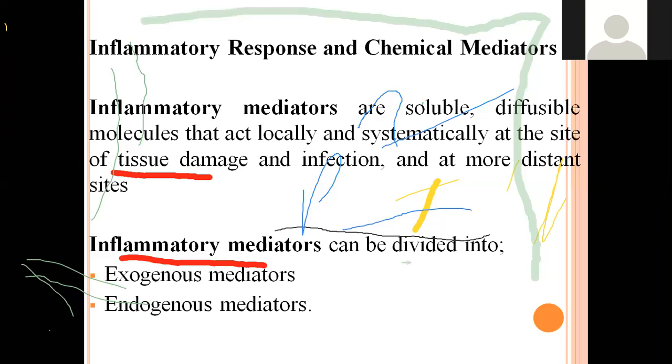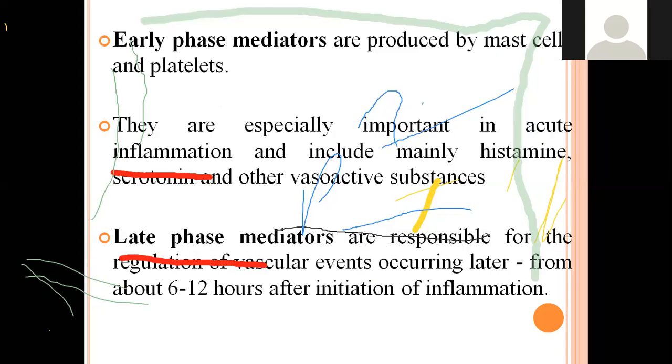Inflammatory mediators can be divided into exogenous mediators and endogenous mediators. And looking at it, we want to quickly look at early phase mediators, the ones that are released immediately there is an infection. Early phase mediators are produced by mast cells and platelets. They are especially important in acute inflammation, and they include mainly histamine, serotonin, and other vasoactive substances. So majorly, the early phase mediators are histamine, serotonin, and they prevent further bleeding at the site of injury.